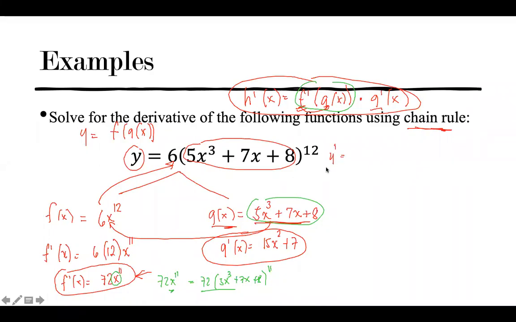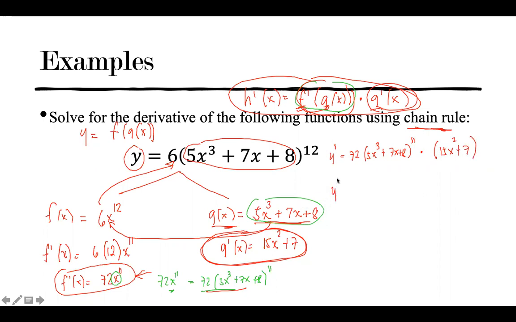So the derivative of y is just equal to f prime of g of x. So that will be 72 times 5x cubed plus 7x plus 8 to the power of 11, then times the derivative of g of x. The derivative of g of x is equal to 15x squared plus 7. So you can put 15x squared plus 7.